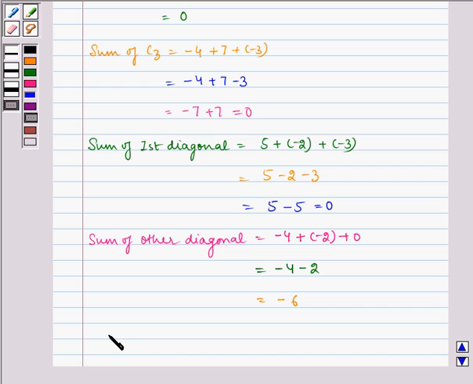Hence we see that the sum of all the rows and the sum of all the columns is equal to 0, but the sum of one diagonal is not equal to 0. Hence, square 1 is not a magic square.